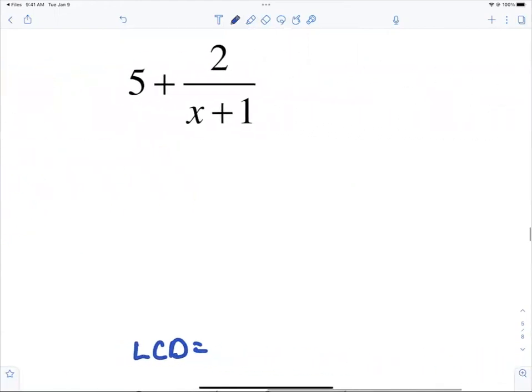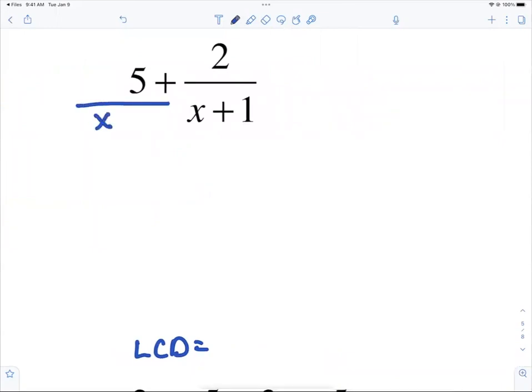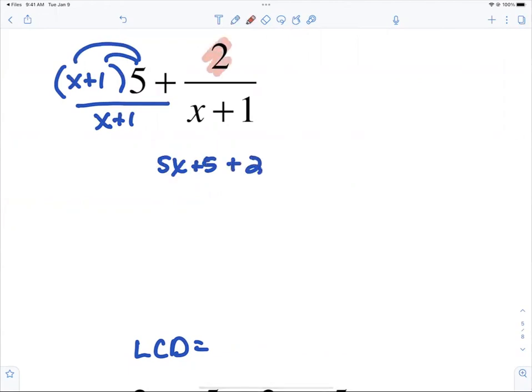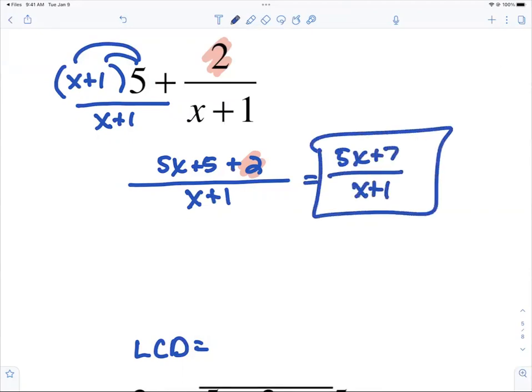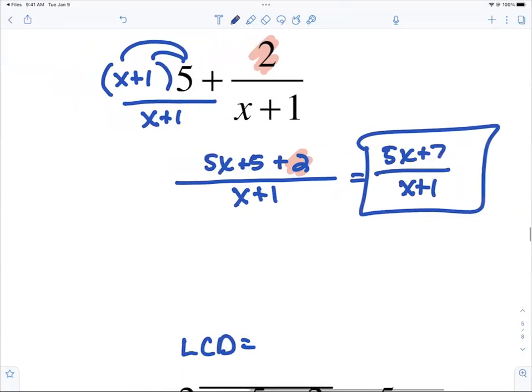Looking at the next example. Let's see, the 5 needs to be written with a denominator of x plus 1. So I will introduce that factor to the numerator in parentheses because I need to distribute the 5. So I now have 5x plus 5 plus the 2 that was from the denominator of the second ratio. Common denominator is x plus 1. Combining like terms, 5x plus 7 over x plus 1. That's my simplified expression. That's my sum right there.